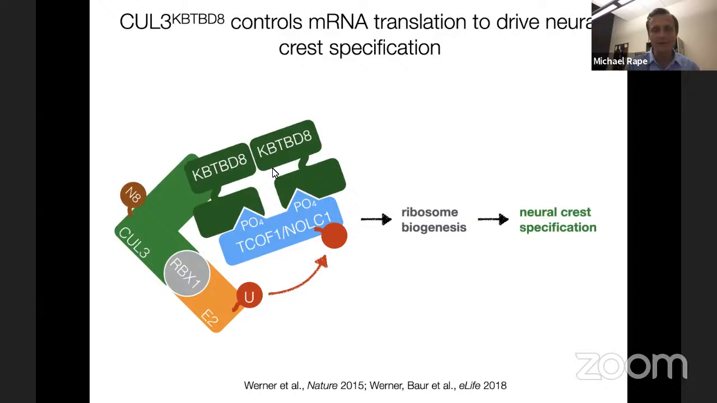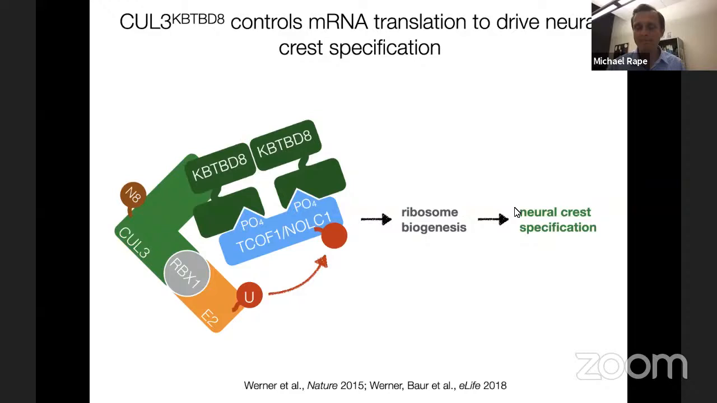What was also interesting was that the outcome was monoubiquitylation, so it was not degradation, and it allowed these proteins, TCOF1 and NOLC1, to form a platform for the production of new ribosomes. And these new ribosomes were really clever in some sense in that they were preferentially translating proteins that were needed for making neural crest cells. So this showed that by virtue of ubiquitin, you can change the specificity of ribosomes to drive cell fate specification. So from a biological perspective, this enzyme was really interesting as well.